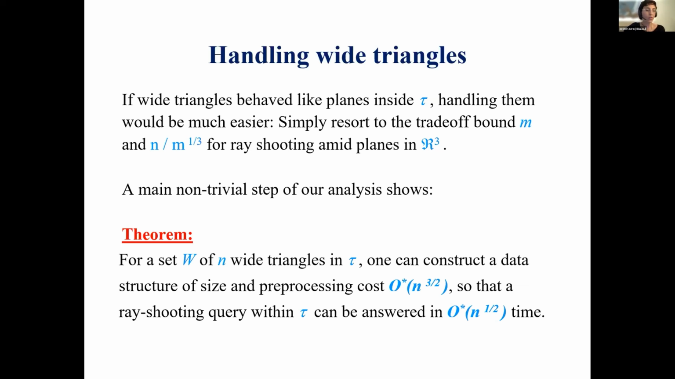What we have managed to eventually obtain is a property more or less along this line, when the parameter M for space is n to the 3/2. What does it mean? If we have a set W of n white triangles in cell tau, we show that there is a data structure of size and preprocessing of about n to the 3/2, such that ray shooting queries can be answered in roughly root n time.